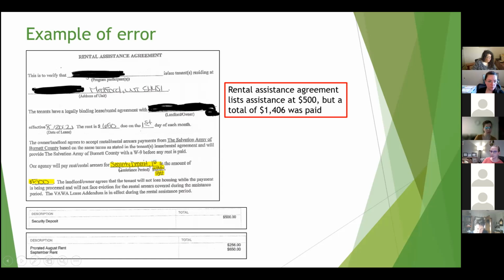I know these templated forms are common and they're totally fine to use, but just make sure it's set up in such a way that you can clearly indicate what the payments are.